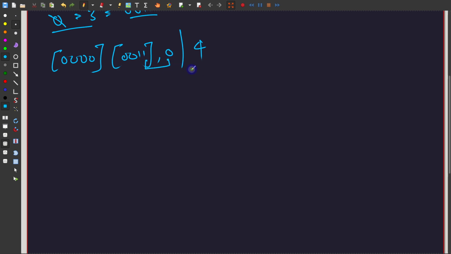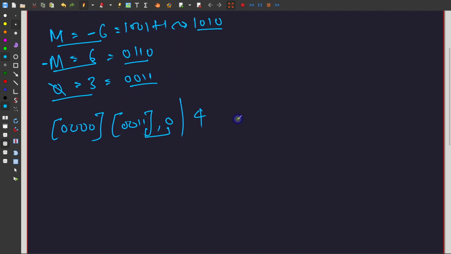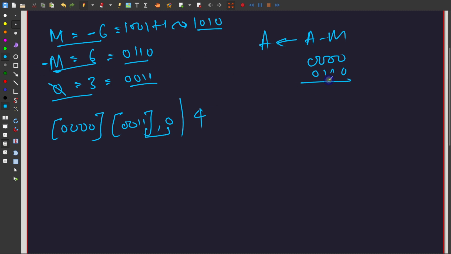So we see a 1 and a 0. What do we have to perform when we see a 1 and a 0? We have to perform A is A minus M. So A is 0, 0, 0, 0. And what is A minus M? Now notice, don't reason that, okay, minus 6 is M, so I can simply do, no. Minus M is minus M, not minus 6. Don't think like that. Minus M is 6, and that's what we are supposed to add. So 0, 1, 1, 0. Again, remember, minus M is what we are using. So 0, 1, 1, 0 is what the value will be.